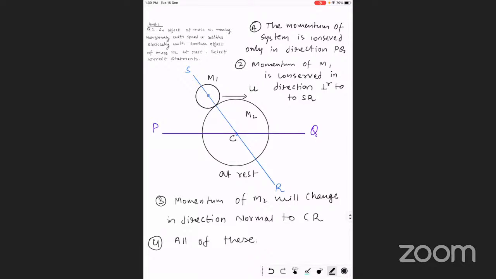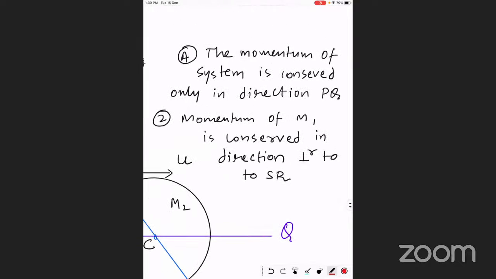Okay, now let me explain. The momentum of the system is conserved only in the direction of PQ? No. The momentum of the system is conserved everywhere, because yes, there will be a force of interaction, but that is an internal force. So momentum of the system is conserved along all directions. So this is wrong. Momentum of the system is conserved in all possible directions.